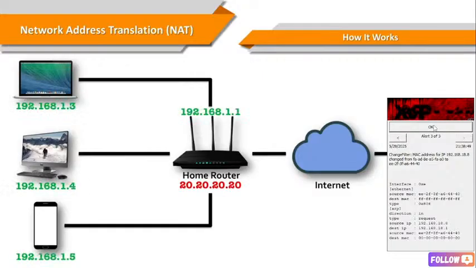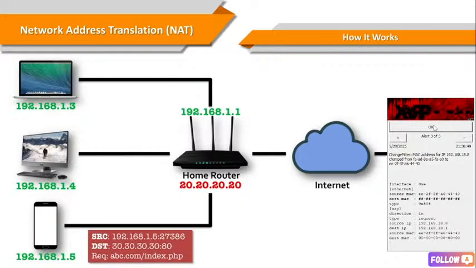Our devices inside the home network also have IP addresses, right? But in this case, they get private IP addresses which are assigned by the home router and are not accessible from the Internet. So as you can see here, the public IP addresses are red and the private IP addresses are green. So let's consider a connection request from the smartphone which requests the homepage of abc.com.